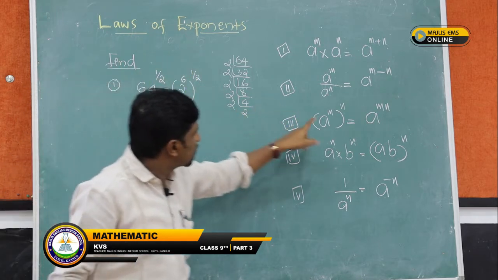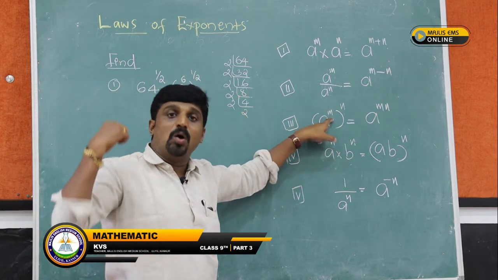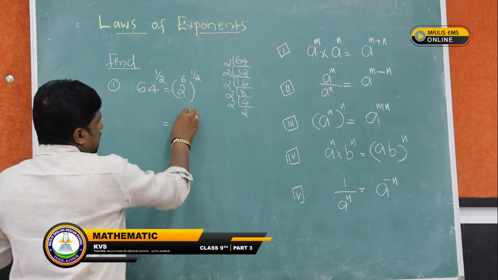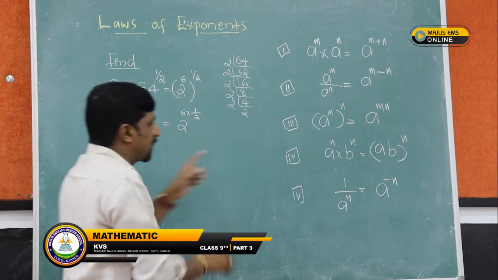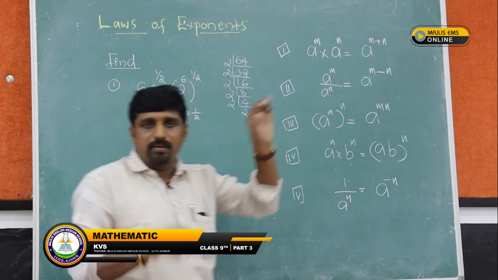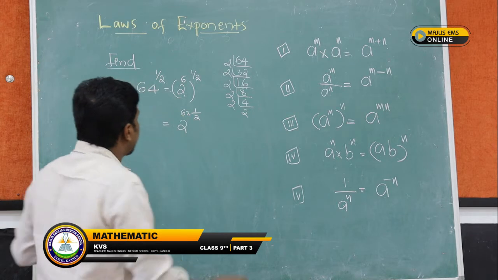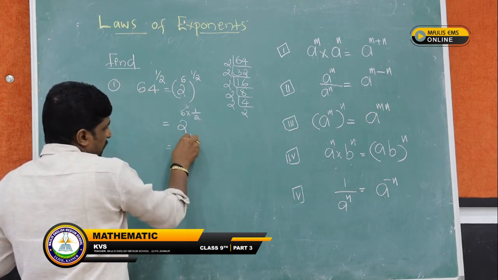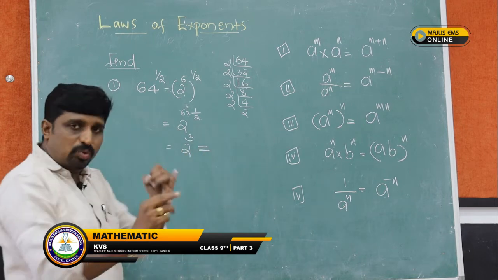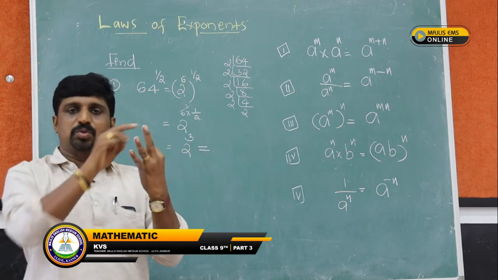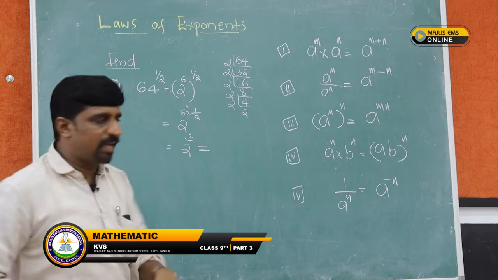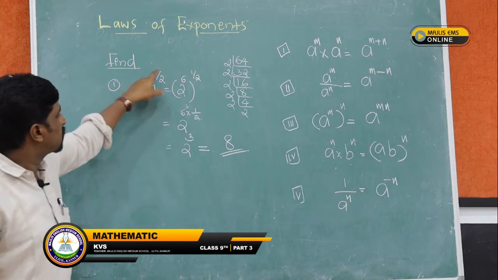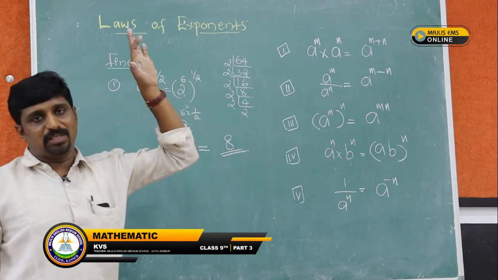Now it is in the form (a raised to m) all raised to n. Therefore we can multiply the powers: a raised to m into n. So 2 raised to 6 into 1 by 2. Now 6 and 2 will cancel and we get 3, that is 2 raised to 3. 2 raised to 3 means 2 into 2 into 2, multiplying 2 three times. We got the answer 8. Therefore 64 raised to 1 by 2 is 8.